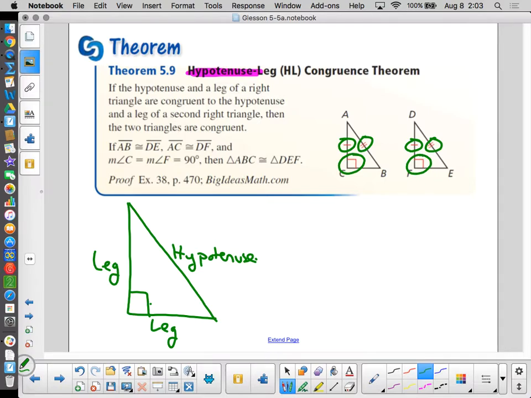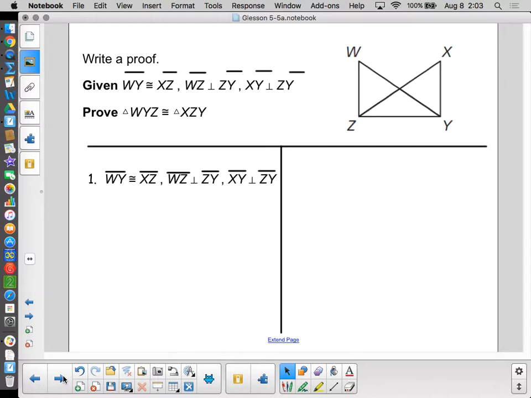But in order to do this, we have to have right triangles. As I said, this one is more complicated. So if we're going to do a proof with hypotenuse leg, it's going to require somewhere in that proof for us to state that I have right angles, and that makes the triangles right triangles. So let's see what we start with here. We start with WY congruent to XC. All right, let's note that. WY, ooh, that's not going to be easy to do, is it?